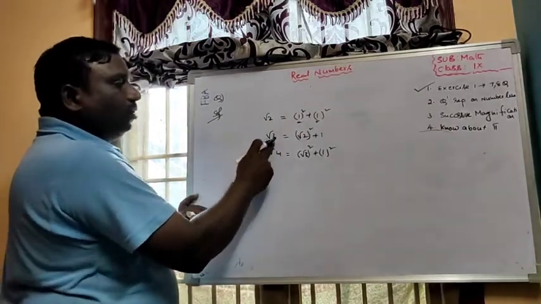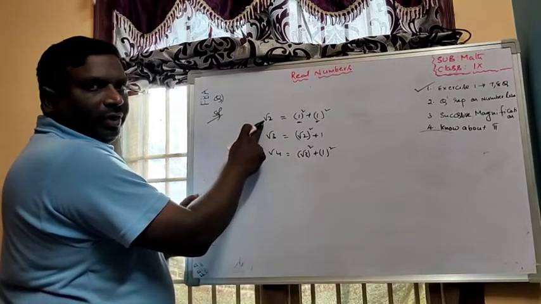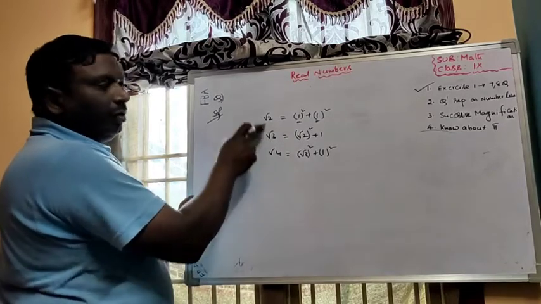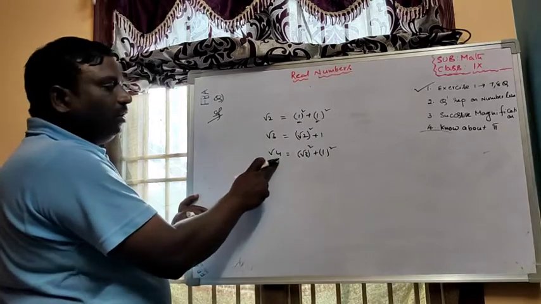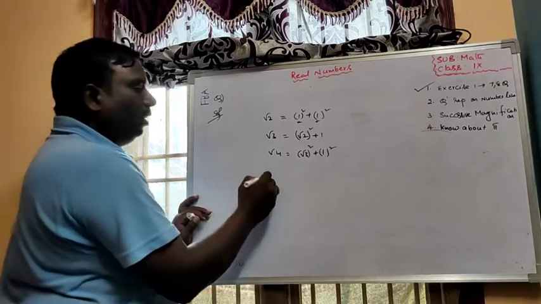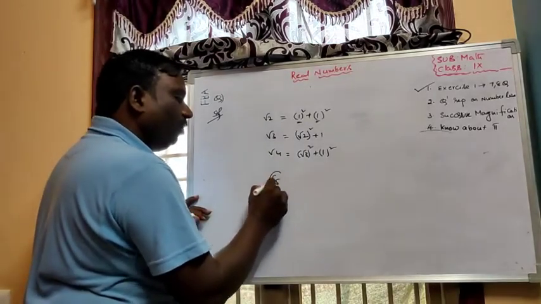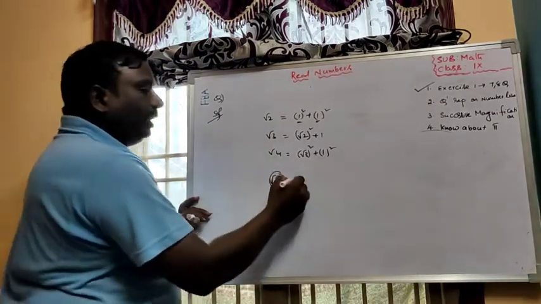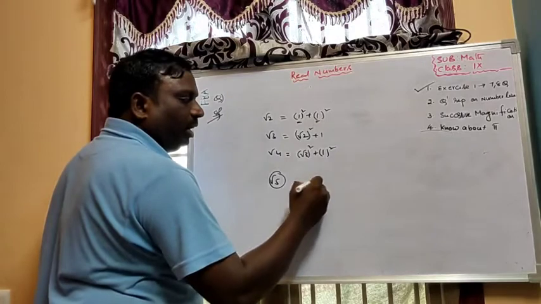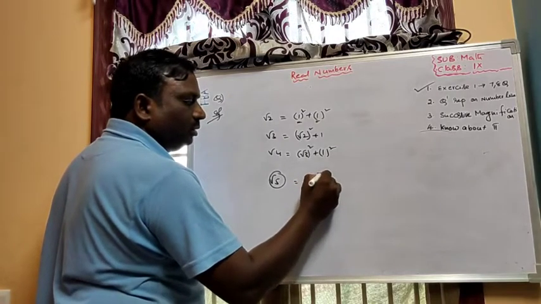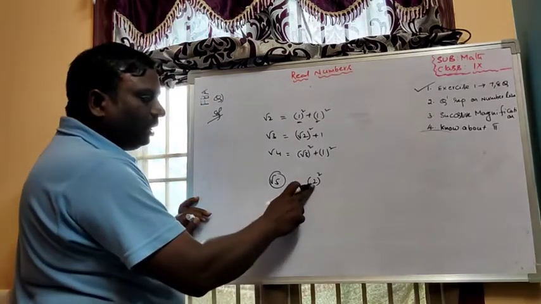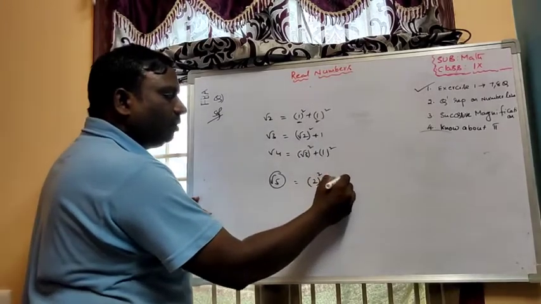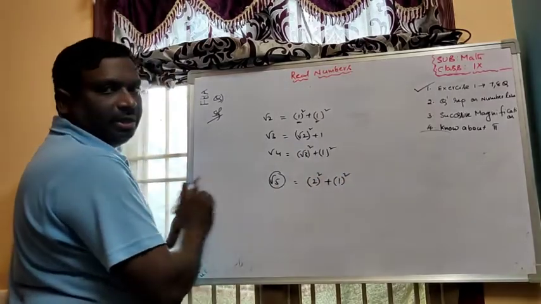To find root 3, definitely you need to find the root 2 value. To find root 4, you need to find root 2 and root 3, then only you will get the root 4 value. But what about root 5? To find root 5, no need to find root 2, root 3, root 4 values. Directly on the number line you can take 2 units. When you apply Pythagoras theorem, 2 square plus 1 square, then you will get 5.